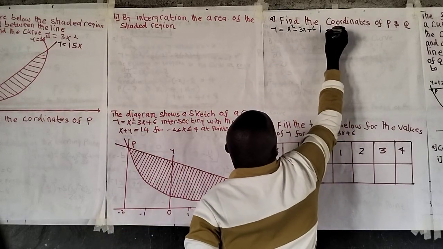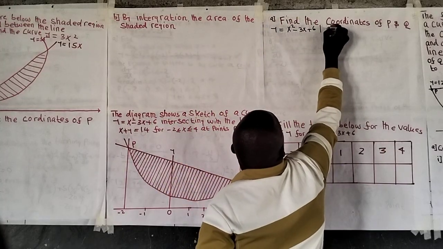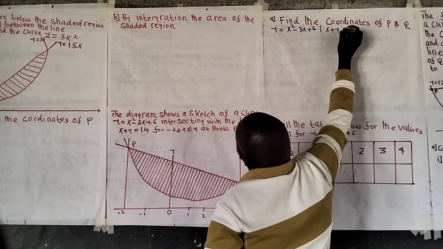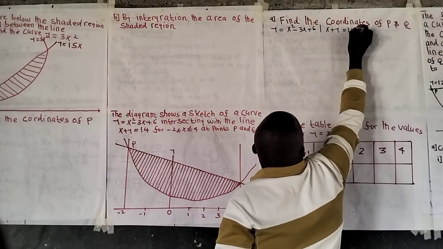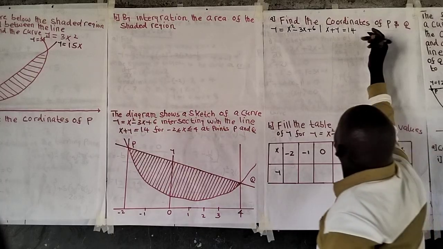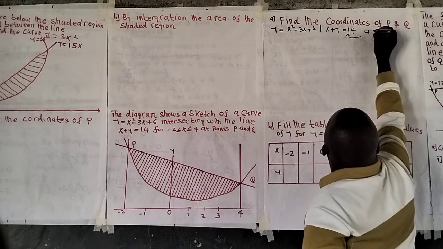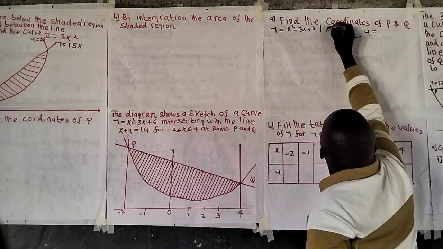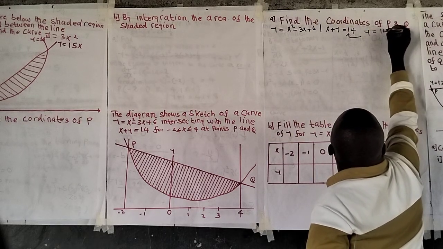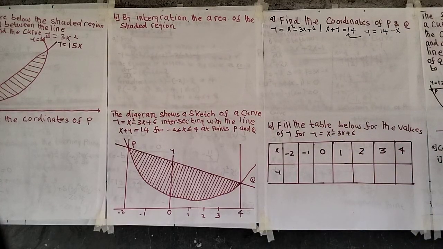And we have the equation of the line, x plus y equals 14. But we can also write this in the form of y. So you can write this as y equals 14 minus x. So they mean they are the same.